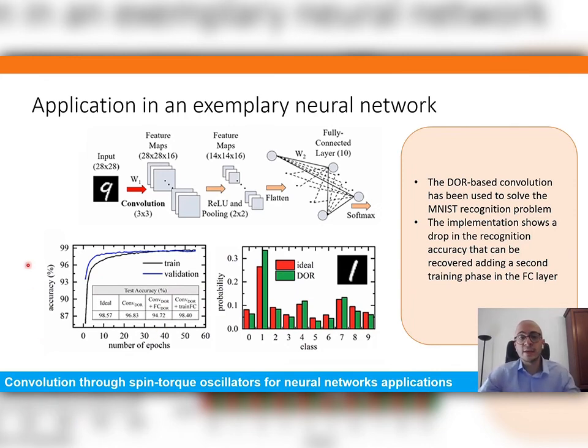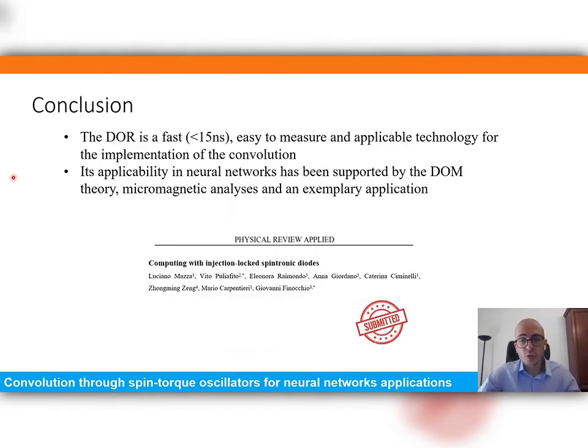And this is a clear sign that the analysis that we are doing, and the technology that we are proposing, are applicable for neural network applications. And in conclusion, we can say that the degree of rectification is a fast, easy to measure and applicable technology for the implementation of the convolution, and its applicability in neural networks has been supported by the degree of match theory, micromagnetic analysis, and an exemplary application.